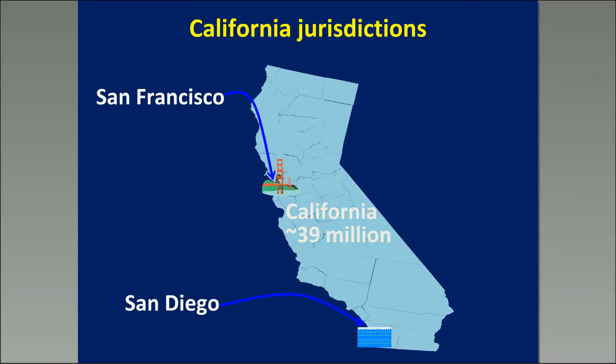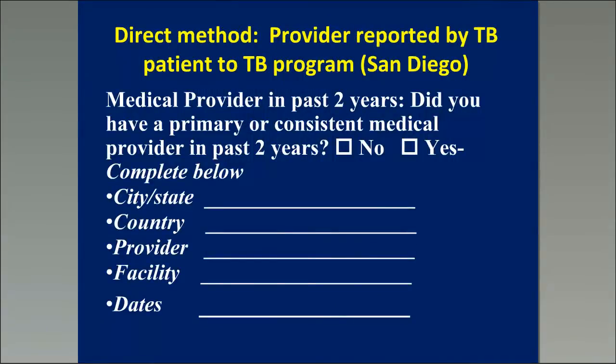San Diego is one of our local health jurisdictions. It has the second or third highest number of TB cases in California, and it's on the border with Mexico. And this jurisdiction's TB program actually queries their TB patients on their intake form to say, where did you receive care in the 2 years prior to your having your TB diagnosis?